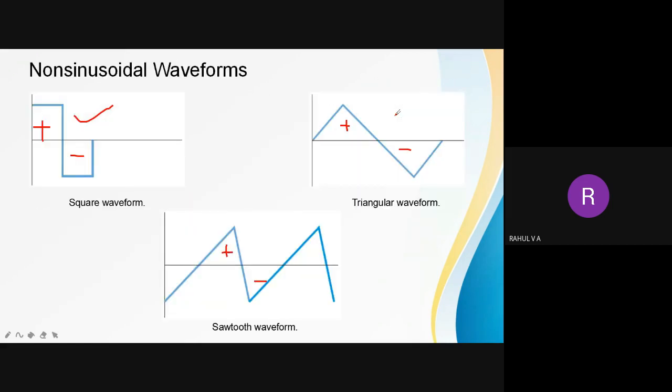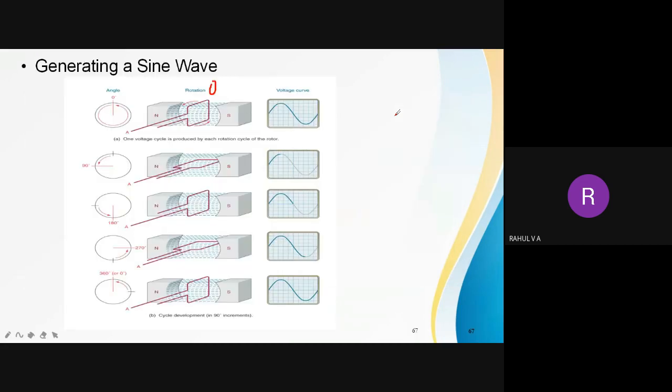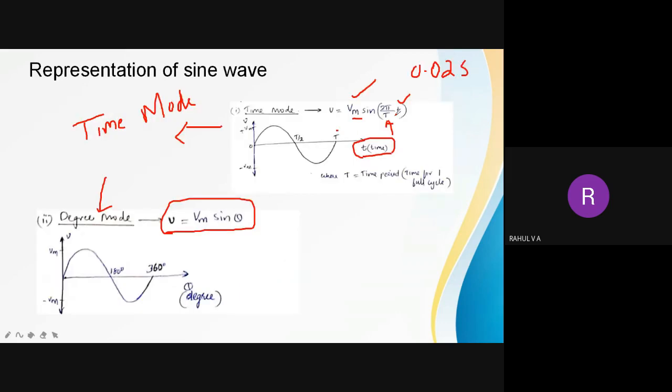Okay, so far we were discussing how alternating currents are generated. There will be a magnetic field, and a conductor will be rotating in the magnetic field. As per the degree of rotation, different EMF of different polarity and magnitude will be produced. Then we have seen the different types of AC waveform. It is not only sine waveform; you have square, triangular and sawtooth waveforms. We have also seen that sine waves are represented in three different methods: time mode, degree mode, and radian mode.